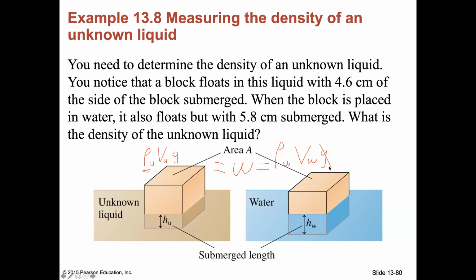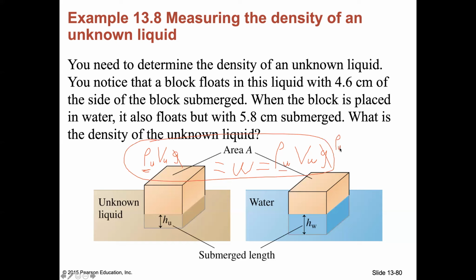G is a constant. G can be canceled. If we know the ratio, and we know rho water, if we know the ratio of V of unknown and V of water, then we can calculate the density of unknown. Even if we don't know the V, if we know the ratio of the height, it's also possible, because now if we look at this equation, we can convert this equation in this way.